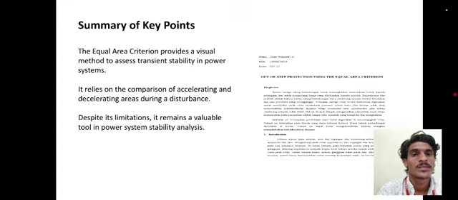Summary of key points. The equal area criterion provides a visual method to assess transient stability in power systems. It relies on the comparison of accelerating and decelerating areas during a disturbance. Despite its limitations, it remains a valuable tool in power system stability analysis.